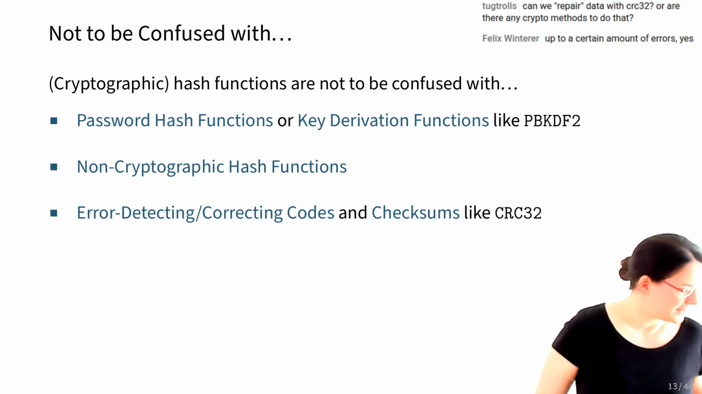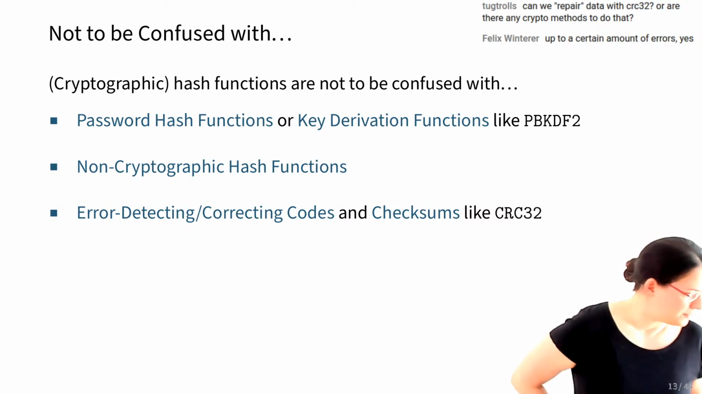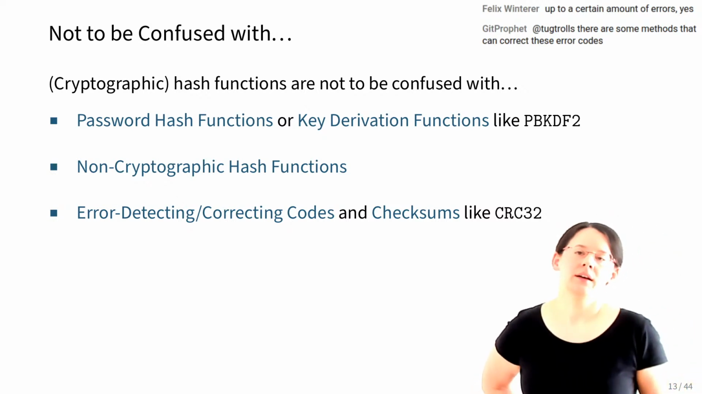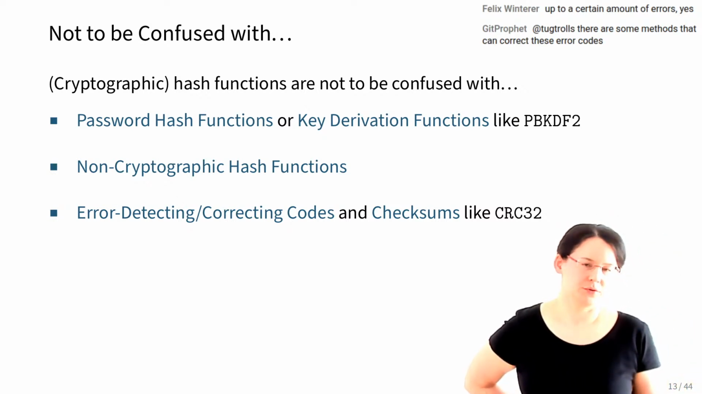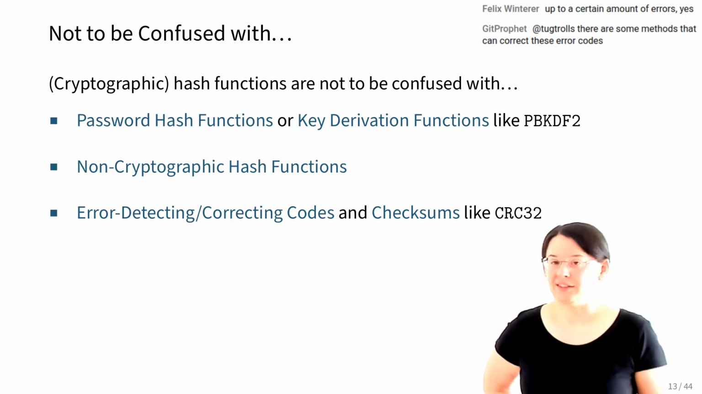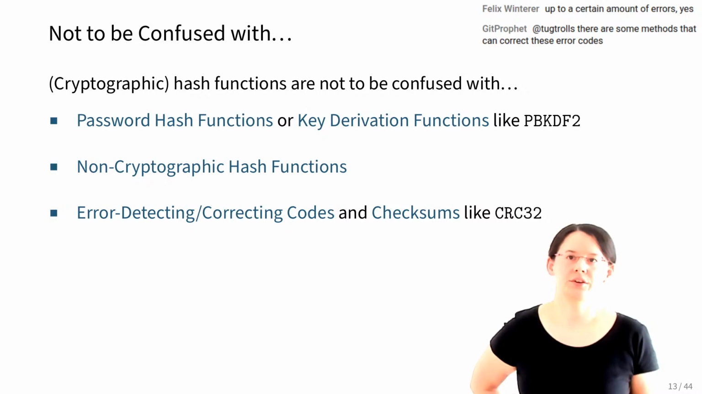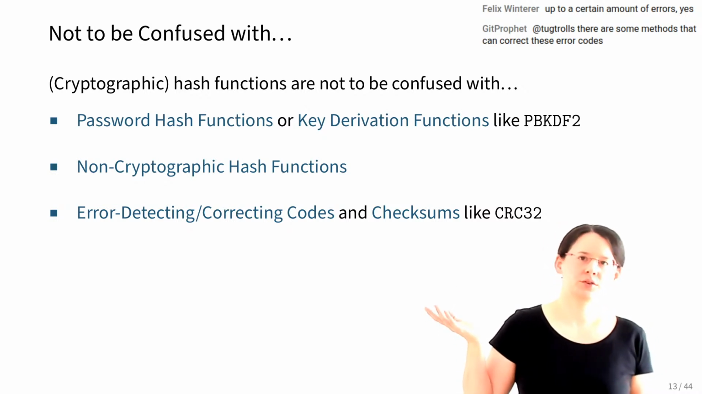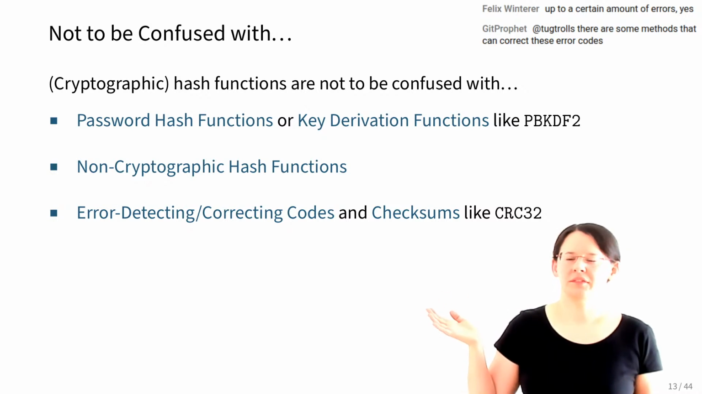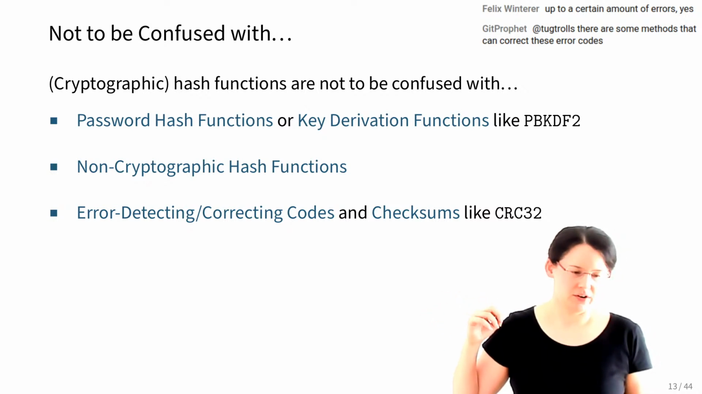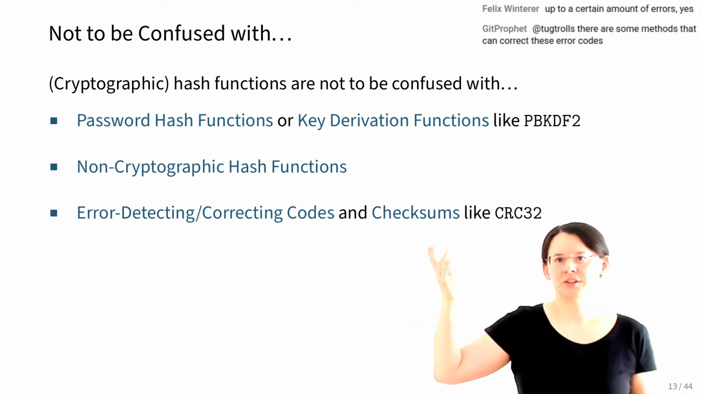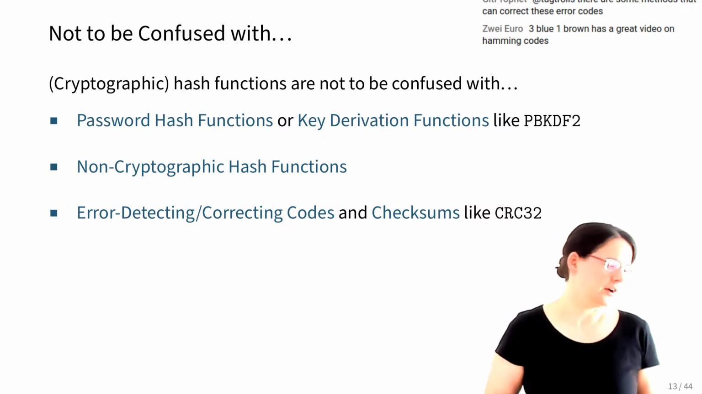Can we repair data with CRC32? Yes, there are error correcting codes which can do that. So some of the most famous codes are Hamming codes or BCH codes, which are used, for example, on CDs, as I mentioned. So these things exist, but they are not cryptographic objects. You may learn about them if you take some classes on different sorts of signal processing. For example, network people often work with these sort of checksums.